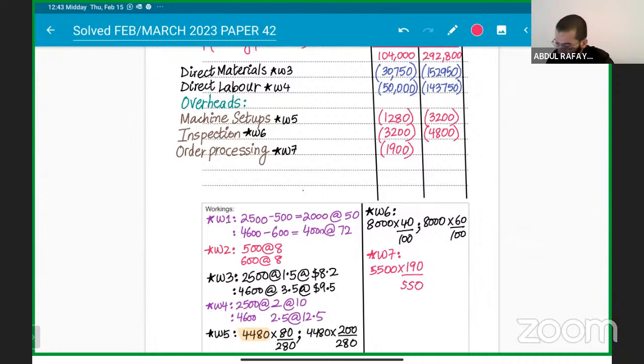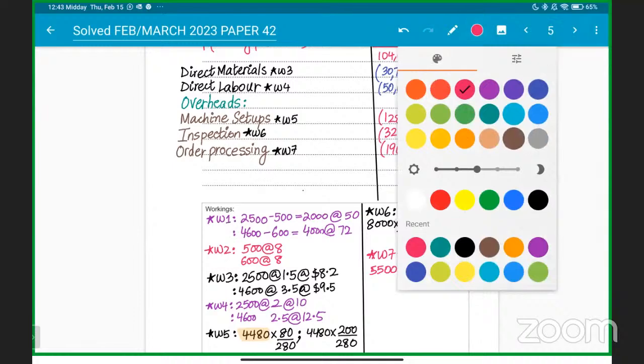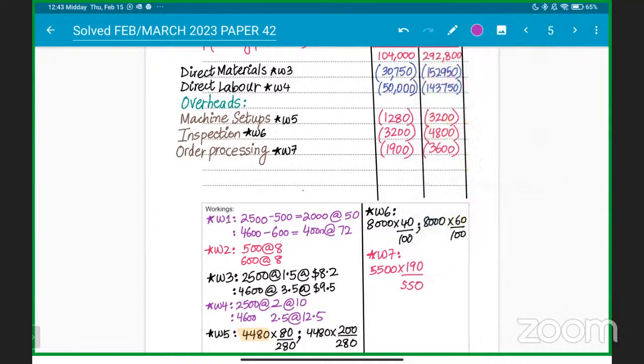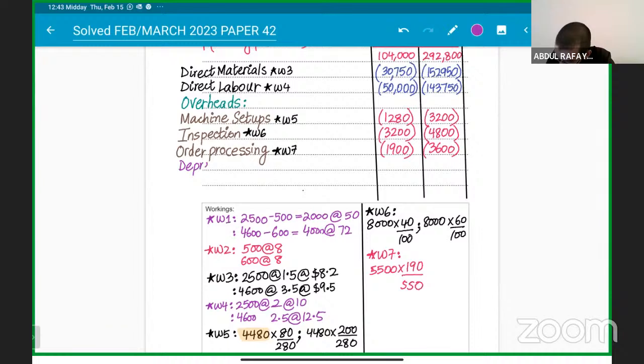And similarly, I can do the subtraction, 5,500 minus 1,900. I am going to get 3,600 as the order processing cost for product B. Let me know, got this up till now, everything is clear? And the last one is the depreciation of machinery. Guys, following? So we have depreciation of machinery. Understood? That will be working number 8.